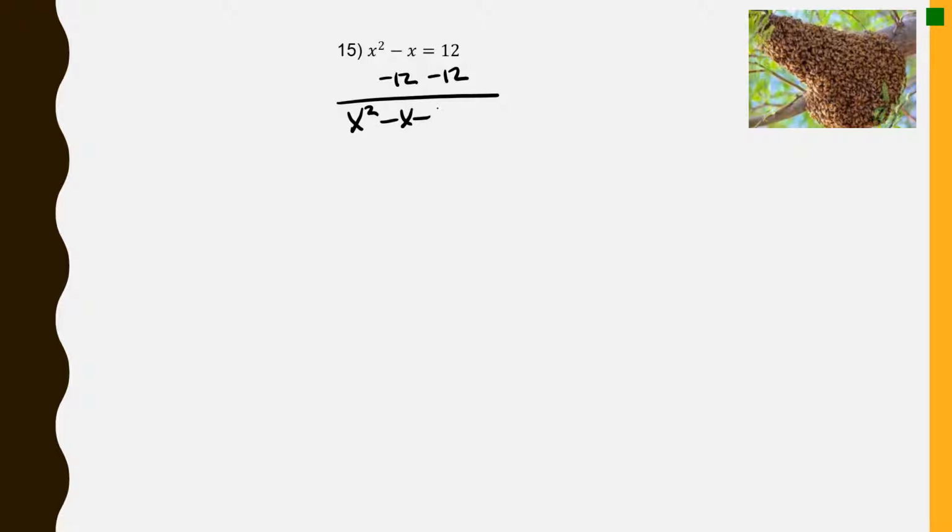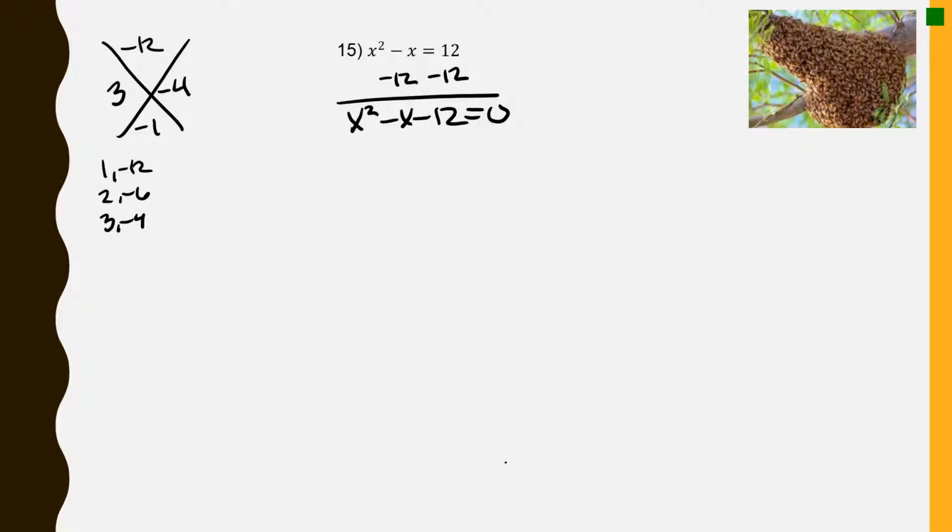x squared minus x minus 12 equals 0. Are there factors of negative 12 that will add up to negative 1? You got 1 and negative 12, nope. 2 and negative 6, nope. 3 and negative 4, yep. So I'm going to do factoring here, okay? So x squared plus 3x minus 4x minus 12 equals 0.